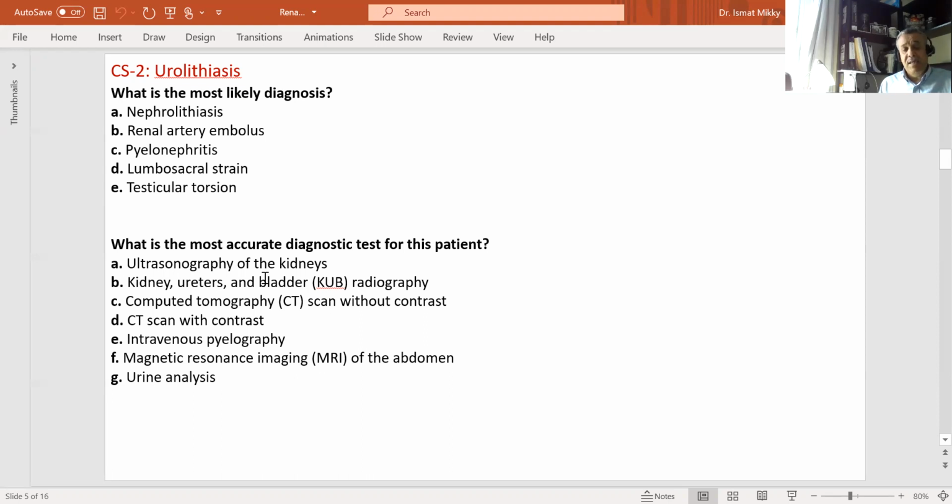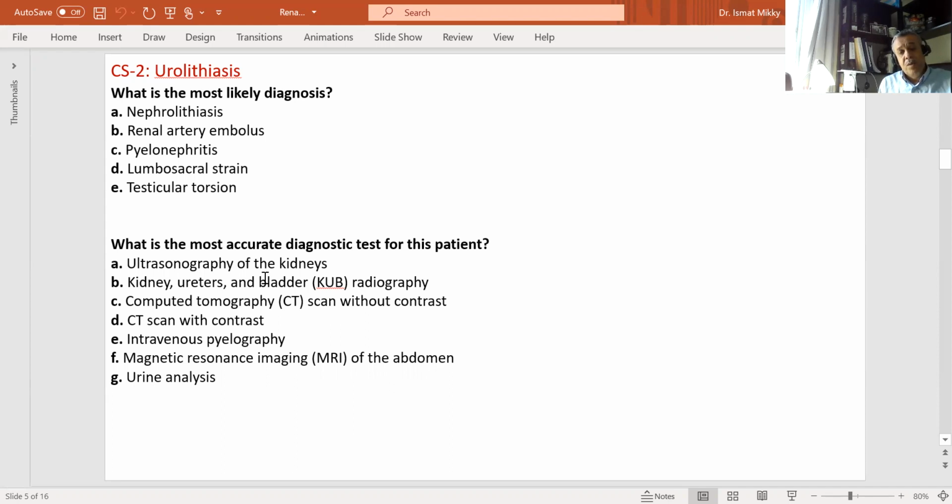The CT scan without contrast. The best test to evaluate for kidney stones is a CT of the pelvis without contrast. Ultrasonography, which is less accurate than CT, is only used in pregnant patients presenting with nephrolithiasis. That's the ultrasonography.